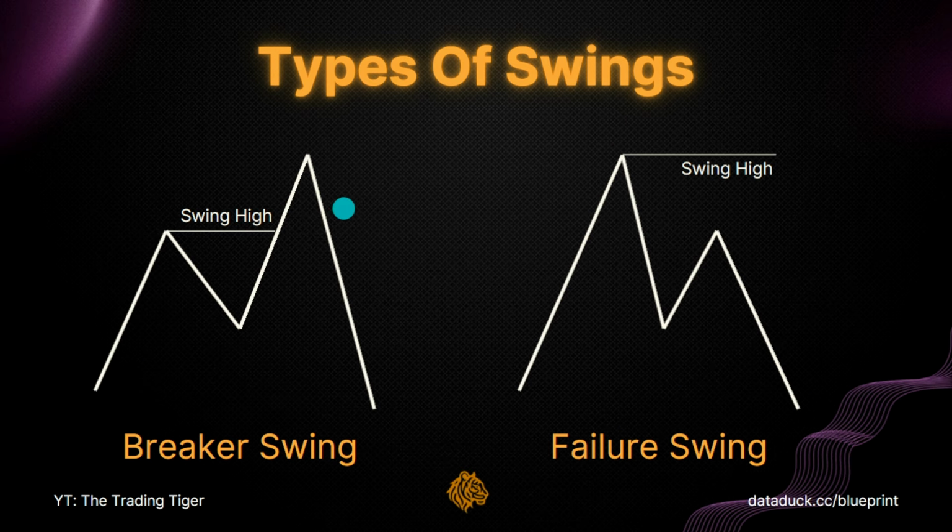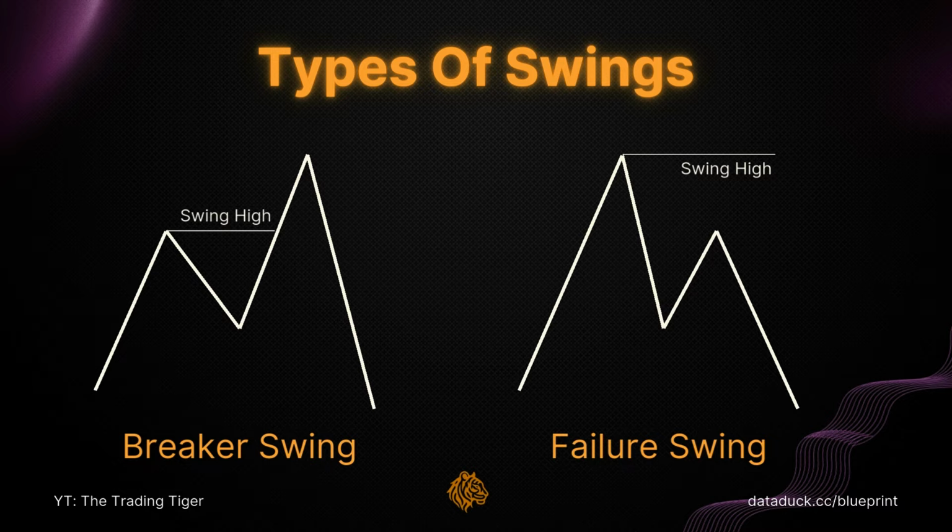Breaker swings happen when the market grabs liquidity before reversing, often by sweeping a swing high or low to catch traders off guard. It's like the market is setting a trap, and then boom, it reverses. On the flip side, failure swings occur when the market tries to grab liquidity but fails, leaving behind what we call mitigation blocks. These blocks are like breadcrumbs, showing you where the market might head next.